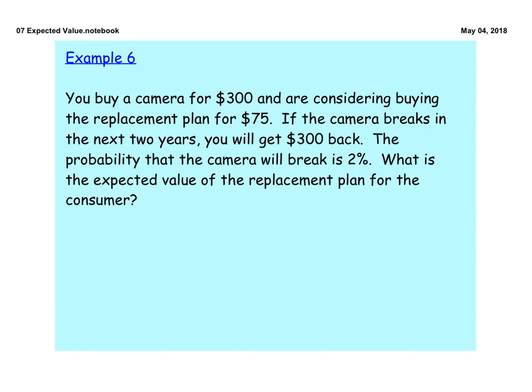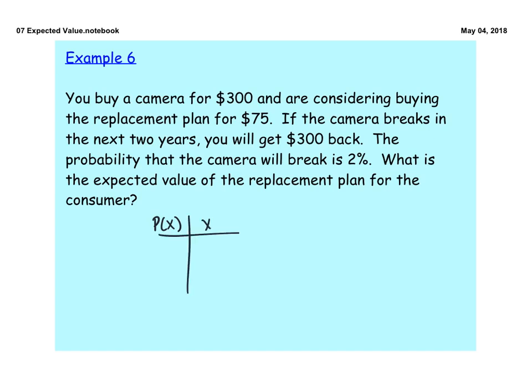So you buy a camera, Best Buy offers you, hey, $75 for a replacement plan. And what that means is if the camera breaks in the next 2 years, you'll get your $300 back. And the probability that the camera will break is 2%. So what's the expected value of the replacement plan for the customer?